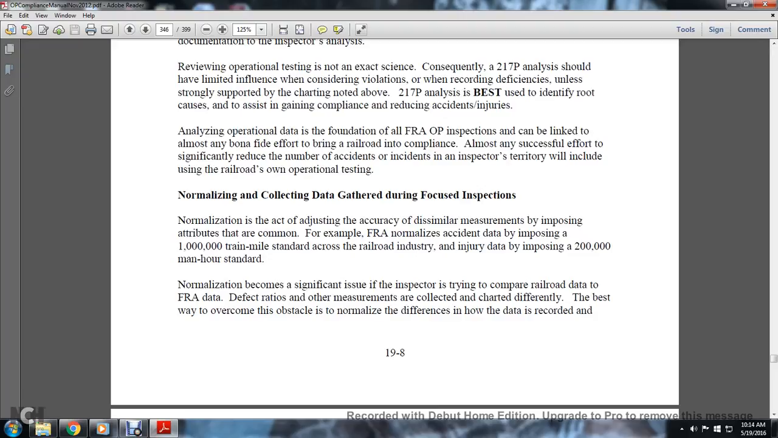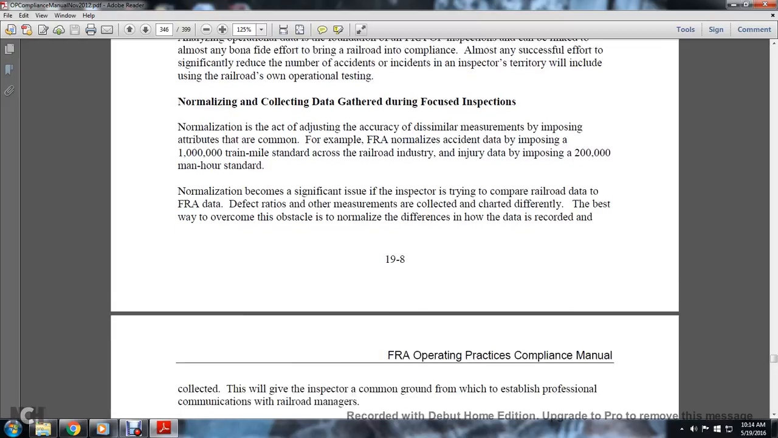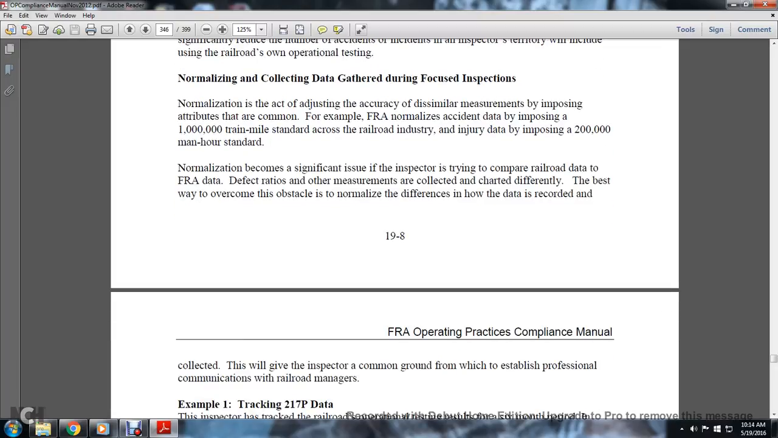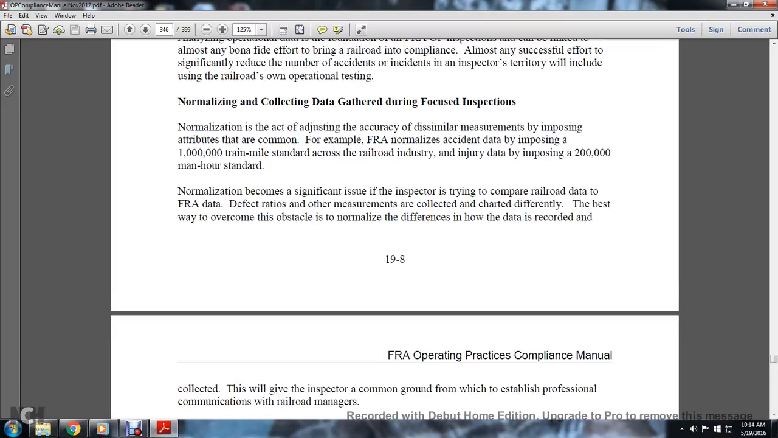Analyzing operational data is the foundation of all FRA operational practice inspections and can be linked to almost any bona fide effort of bringing the railroad into compliance, and to almost any successful effort to significantly reduce the number of accidents and incidents. The inspector's territory will include using the railroad's operational practice and operational testing.